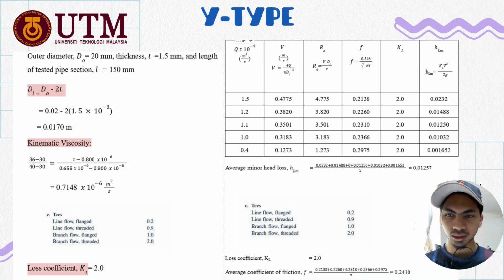Also for the KL, the loss coefficient, we refer to the table here, and we can get the line flow for the flash is 0.2. So after that, we use this and calculate all the information below to find the average minor heat loss, loss coefficient KL, and average coefficient of friction F.